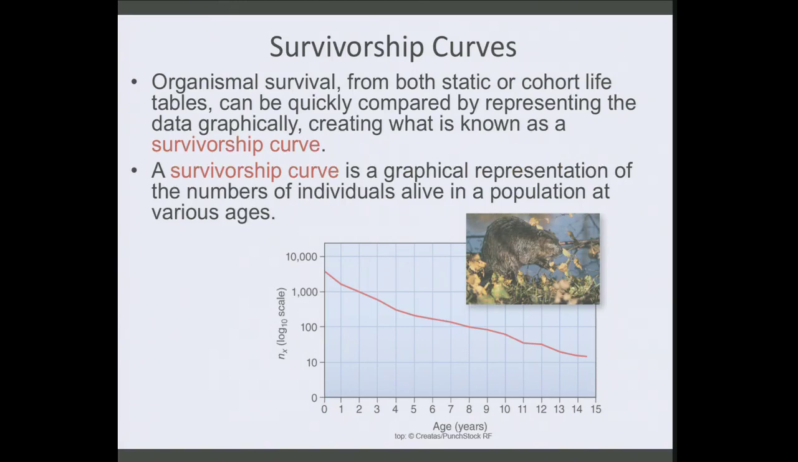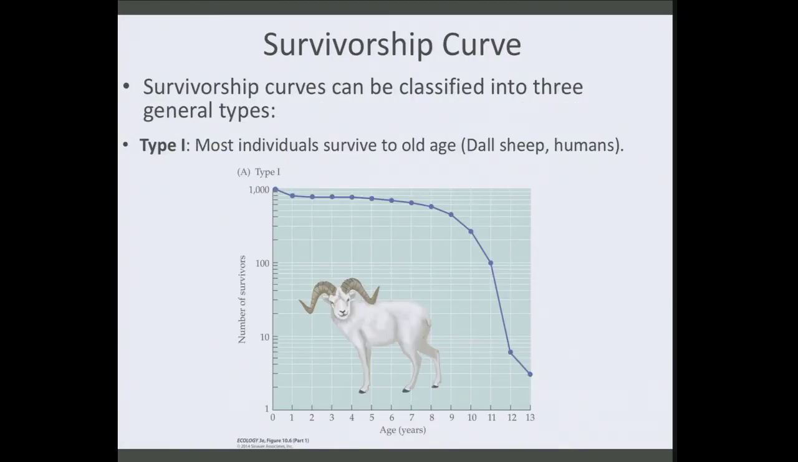And survivorship curves tend to fall into one of three different categories, and I would like you to know the difference between these three categories. So a type 1 survivorship curve, shown here for this sheep, but also something that humans have, is one where you have pretty low chances of dying early on in life. It isn't until you reach close to the maximum lifespan of your species that the death rate increases.